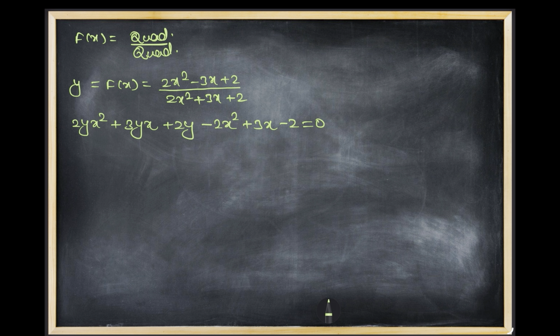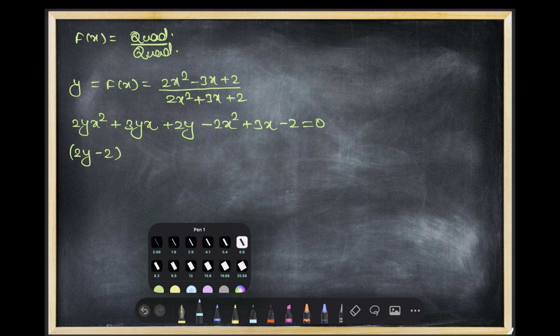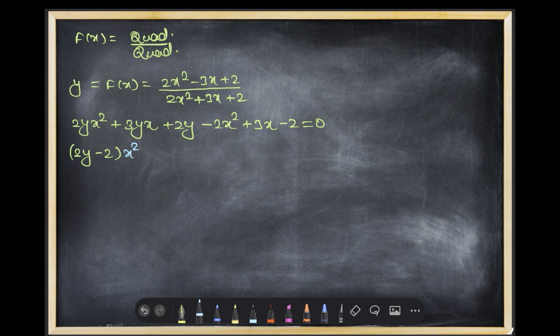Now I will create a quadratic in x. So it is (2y minus 2) x square, then (3y plus 3) x, this is your x coefficient. Okay, and then we have plus constant 2y minus 2, this is equal to 0.